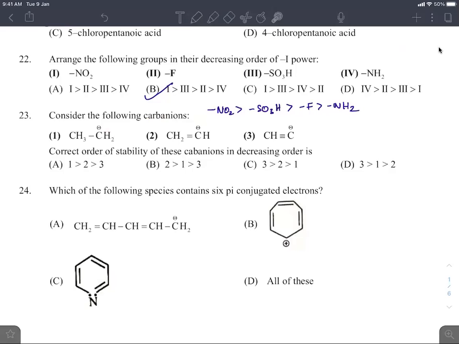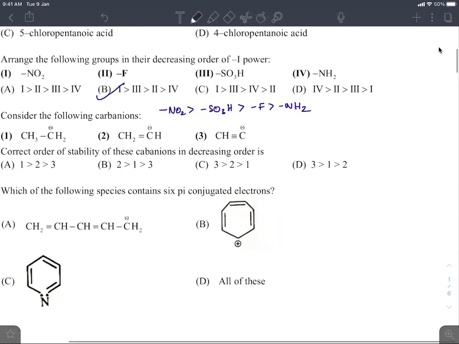Consider the following carbanions, right? You have to check out their characteristic in terms of stability. Always remember that negative charge is more stable on more electronegative atom. Positive charge is less stable on more electronegative atom.